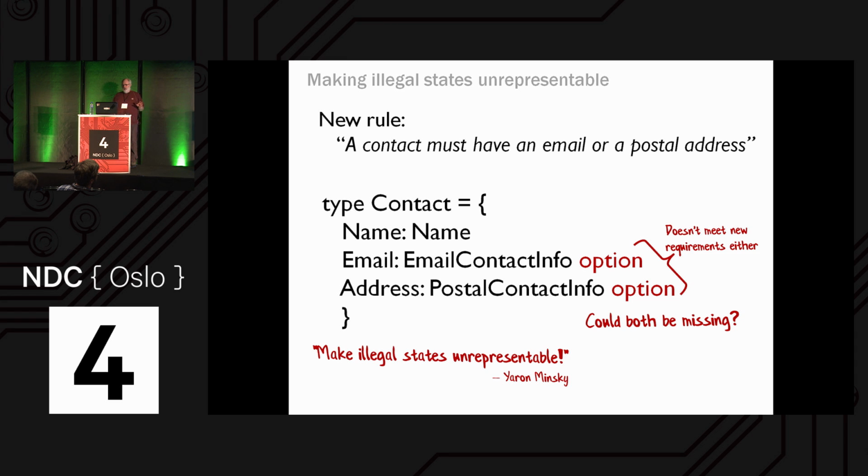There's a great phrase: make illegal states unrepresentable. So rather than saying, well, they can't both be missing, but we'll put a unit test in, we'll put some validation in, we'll try and make sure that it never happens, no, don't do that. Try and make sure the design captures the business rule so it literally can't happen. You literally cannot write code that doesn't meet the business rule. How can we do that?